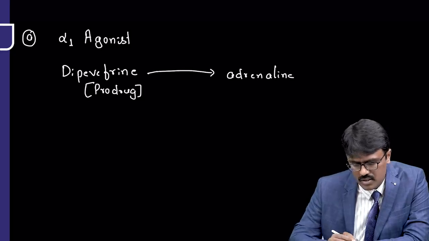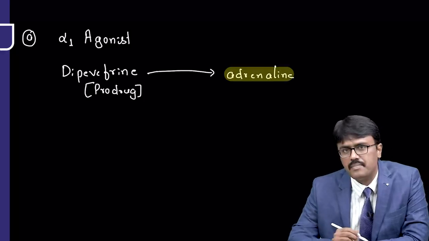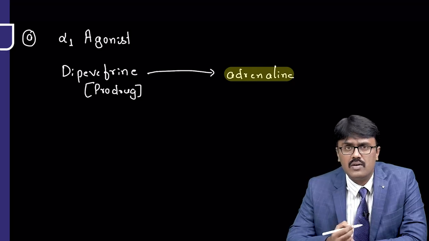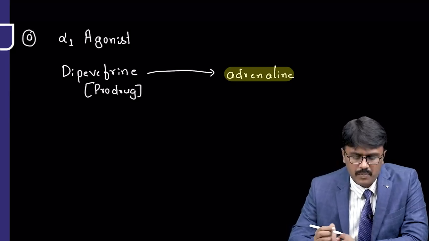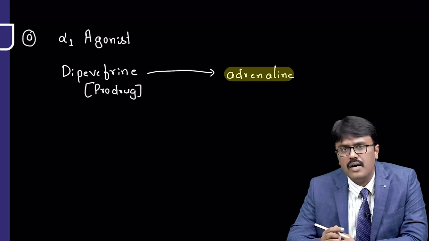Now you may ask a question, sir, why can't we give adrenaline only as eye drop? The reason is adrenaline cannot cross the conjunctival barrier or corneal barrier and enter into the eye. So we need to give a prodrug called dipivefrin, which is converted into adrenaline.